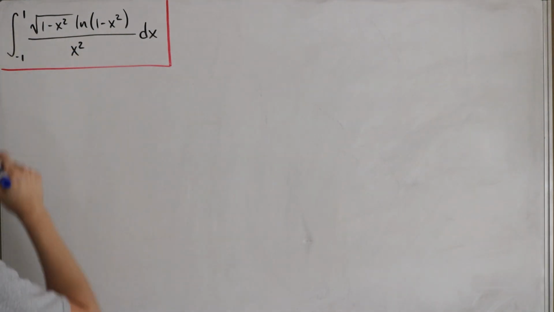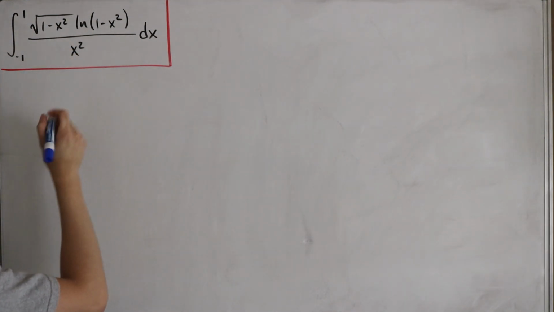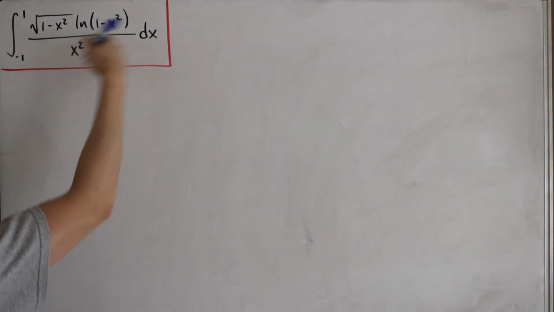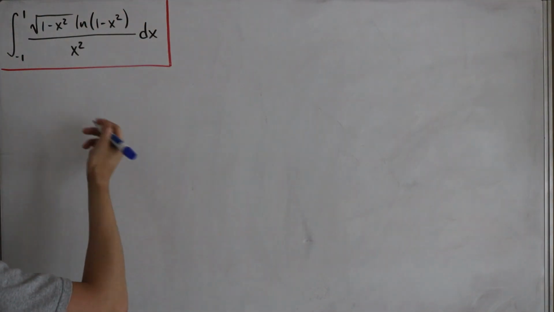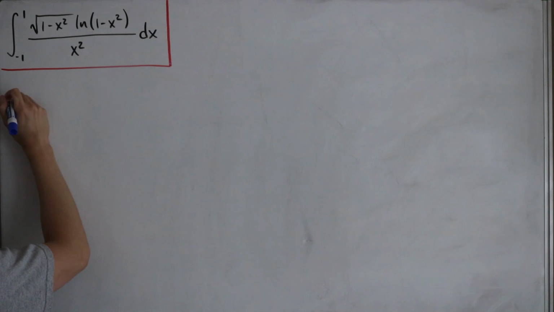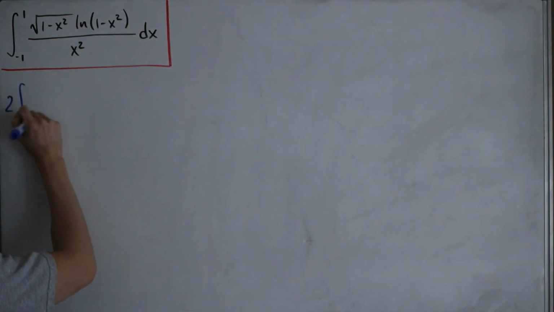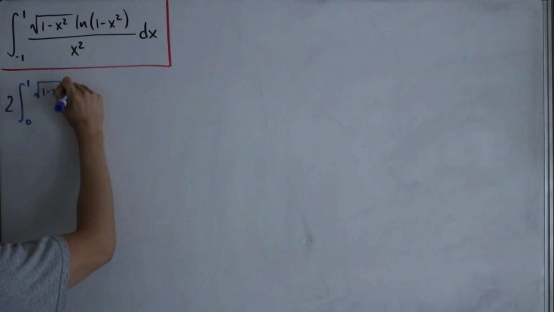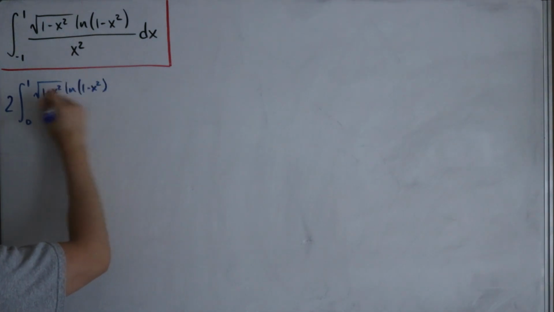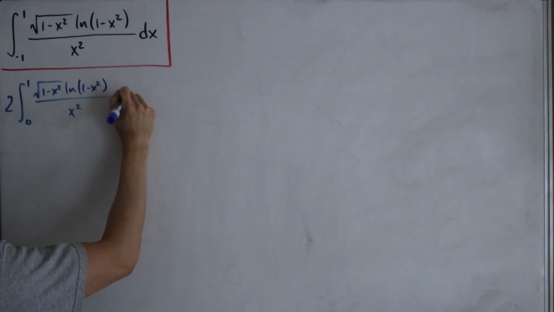So first, what I like to do is notice that this is actually an even function, as we put in -x, and you're still going to get the same thing. That means I can write this as 2 times the integral from 0 to 1 of the square root of 1 minus x squared, then ln of 1 minus x squared, and then divided by x squared dx.